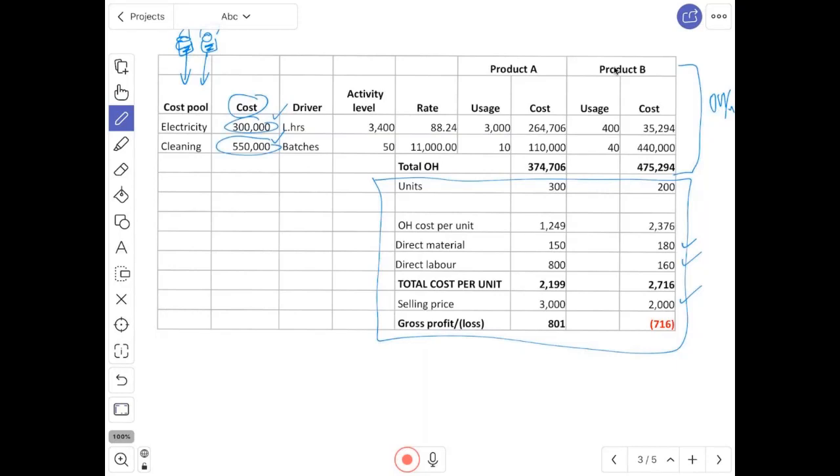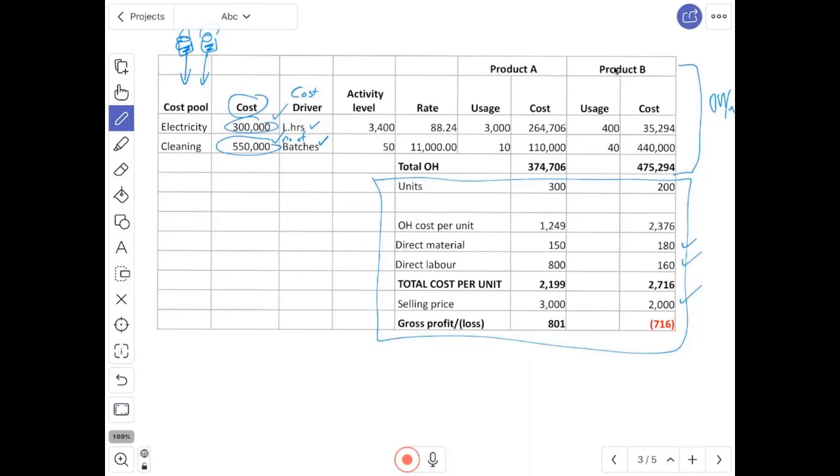Next step is to find out what causes this cost to be incurred. What is the cost driver? So we said labor hours is the cost driver for electricity because we use power tools and that uses electricity. And the number of batches drives up the cleaning costs. Every time we start a new batch, we have to clean the whole thing, and it takes 2 days, and it's chemicals, and it's time, and whatever. So that's the next step. So now we have cost drivers.